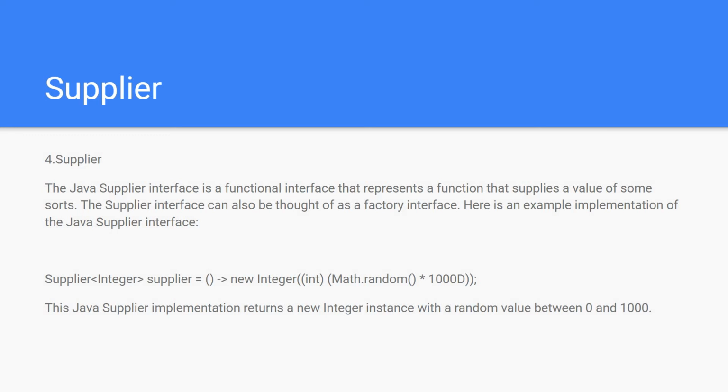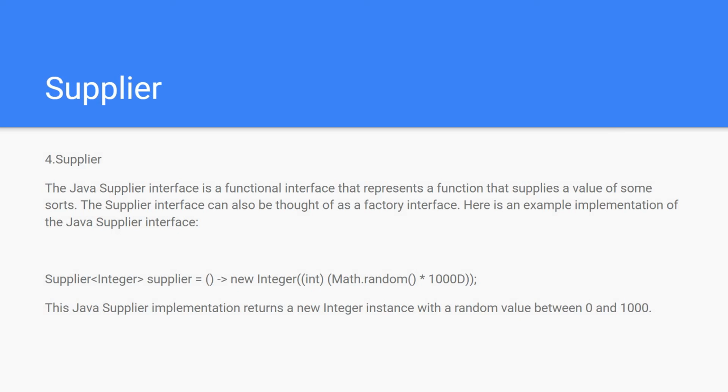The Java Supplier interface is a functional interface that represents a function that supplies a value of some sort. The Supplier interface can also be thought of as a factory interface.